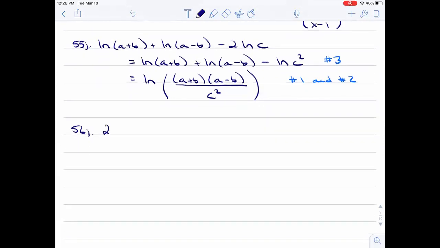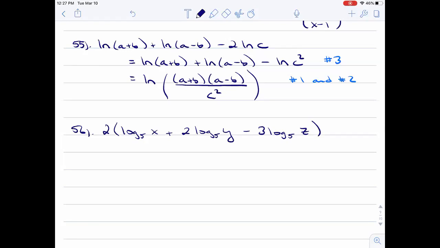If we've got 2 times the log base 5 of x plus 2 times the log base 5 of y minus 3 times the log base 5 of z. They're all log base 5, so that's good, right? I can combine these eventually.